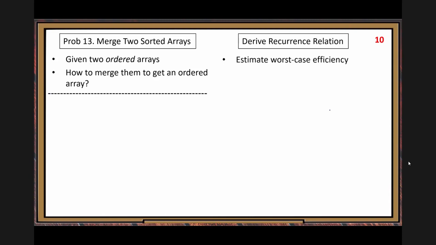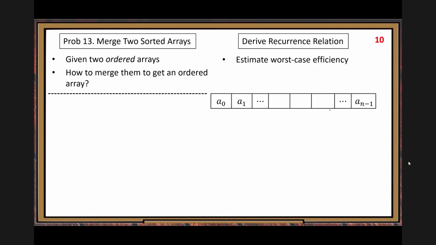Estimate the worst case efficiency first. Then we can use a similar way to estimate the best case efficiency. The worst case efficiency, we can draw a diagram. First, let's look at this diagram.